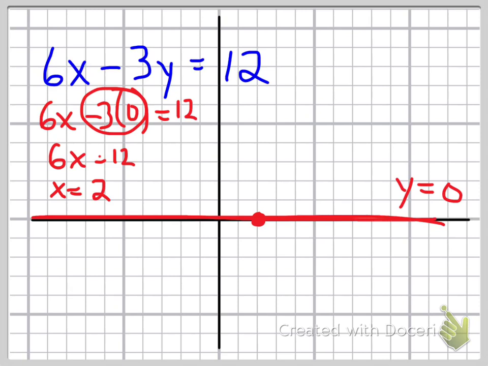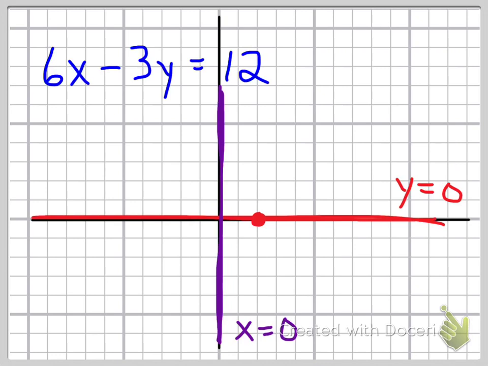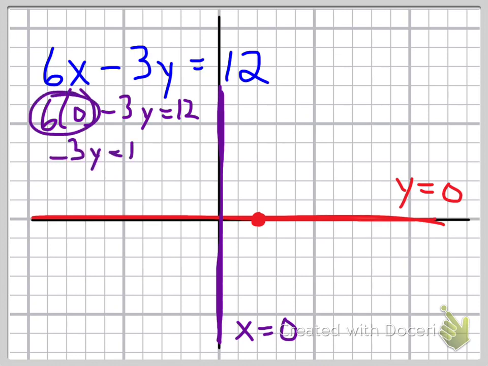Doing the same idea with my y-intercept: every value on there has an x value of 0. So I'm going to do the same idea, but now I'm going to put in 0 for x. This all becomes 0, so now I have negative 3y equals 12, and when I divide by negative 3, my y-intercept is negative 4.